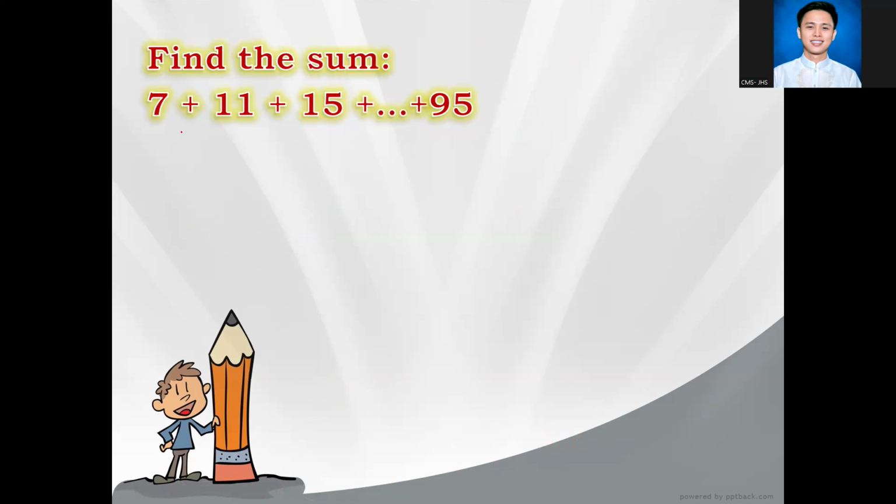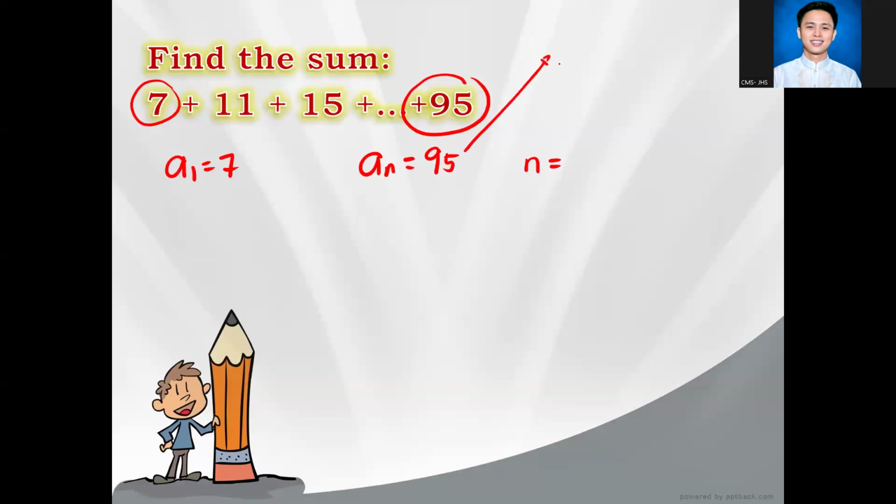Find the sum of 7, 11, 15 up to 95. Again, here 95 is the last term. Okay? 95. The first term is 7. So a sub 1 is 7. The last term is 95, but we don't know how many terms or how many numbers we are adding. Again, if that's the case, we can always make use of the a sub n formula. So a sub n equals a sub 1 plus n minus 1 times d.